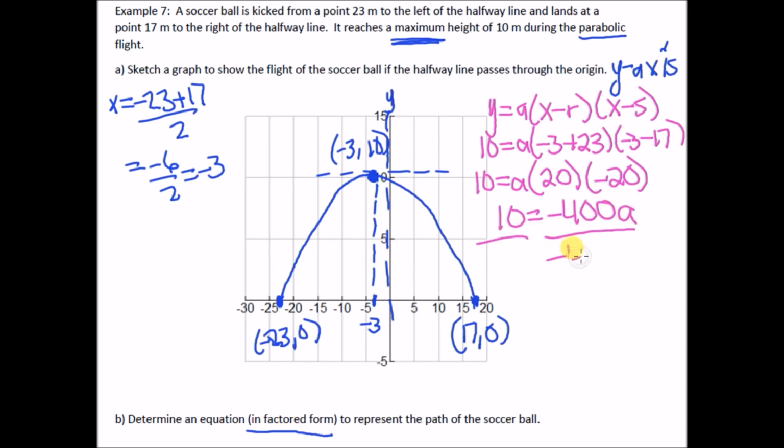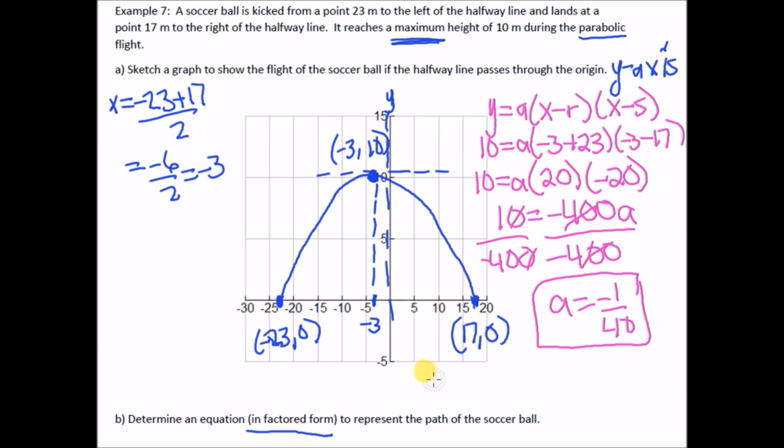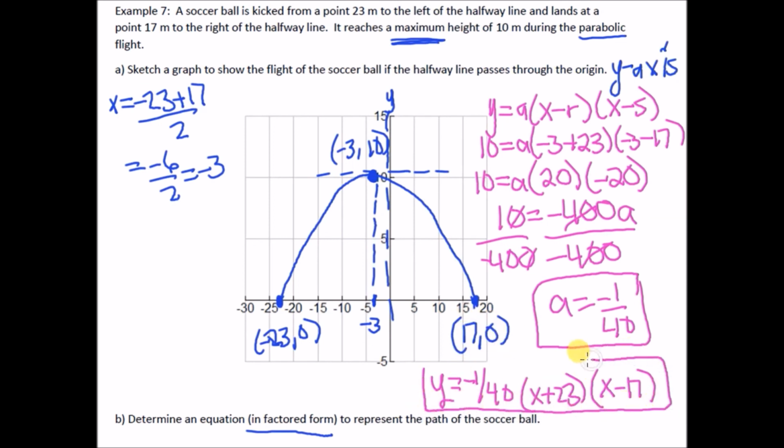So let's divide both sides by negative 400. Okay. Those go away. We get a equals negative 1 over 40. Okay. So therefore, the equation for the path of the soccer ball is negative 1 over 40, x plus 23, which means one of our zeros is negative 23, and then x minus 17, which means one of our zeros or x-intercepts is positive 17. Okay, the a value is negative, and the path of the soccer ball does open down, so that's positive.